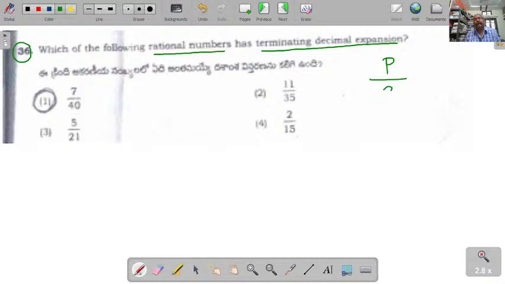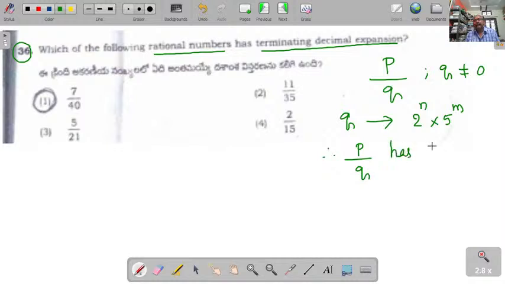See, for example, if the rational number is in the form of p by q, where q does not equal 0, if q is in the form of 2 to the power of n into 5 to the power of m, then p by q has a terminating decimal expansion. This is the technique to be followed. So this problem can be solved using the fundamental theorem of arithmetic.